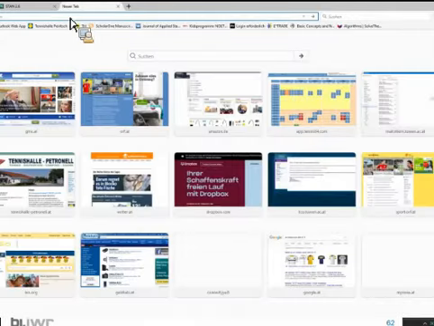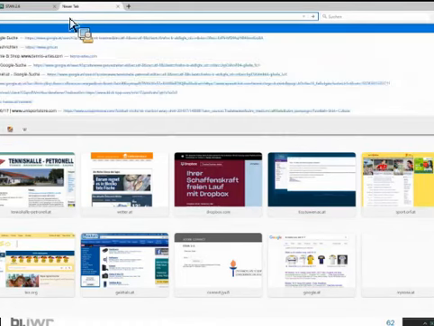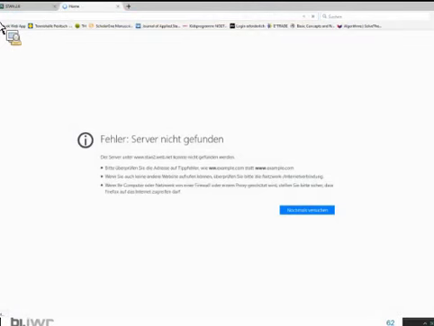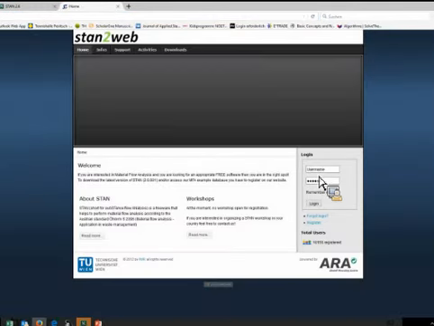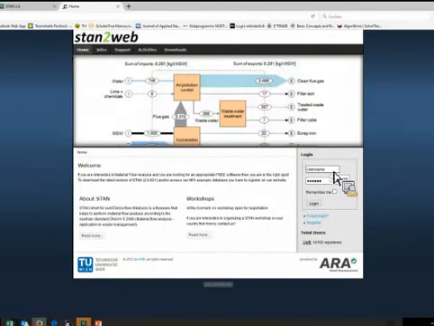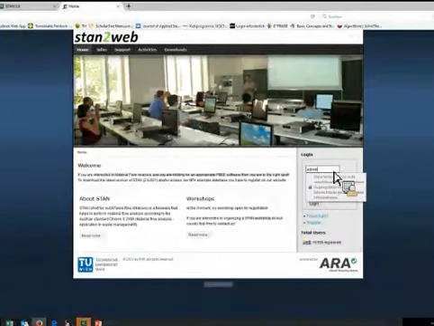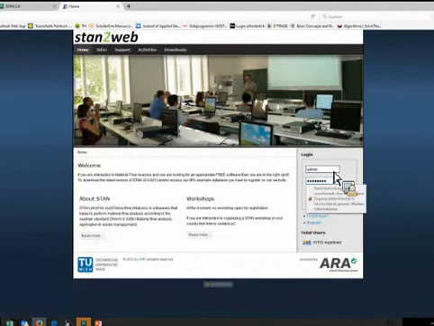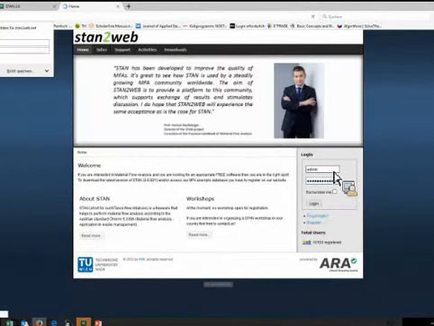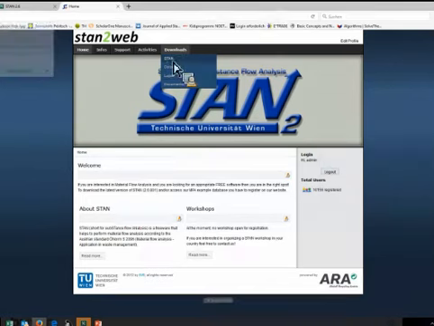First of all, what you can do is go to our website. So what you have to do to use STAN is to register once on the right side. And once you have registered, you get an email that you have to use to activate your account, and afterwards you can log in here. I will do this.